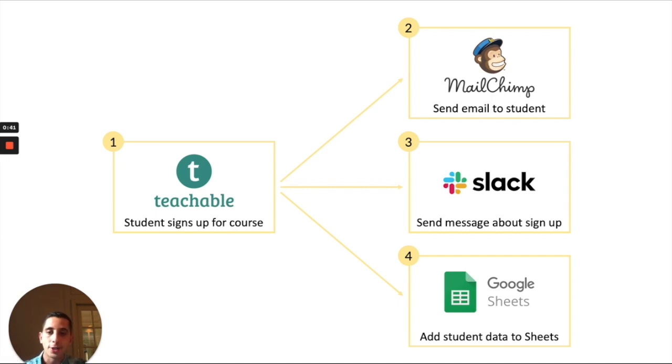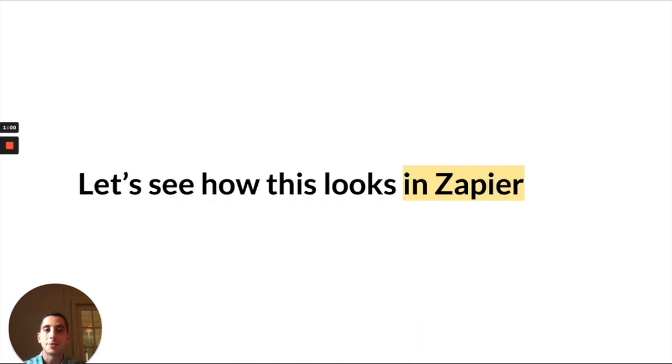There's one action here, a student signing up for a course in Teachable, that triggers these 3 other actions: a student being added to Mailchimp so I can send an email to them, a student's information being sent to Slack so I can send a message to myself saying, hey, this student signed up, and finally a row about that student being added to a new Google Sheet that I'm setting up.